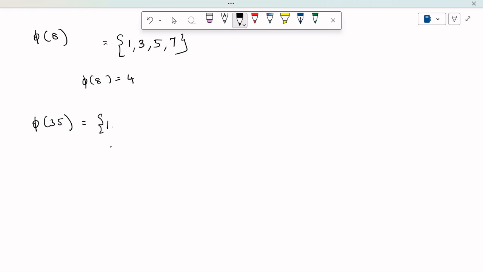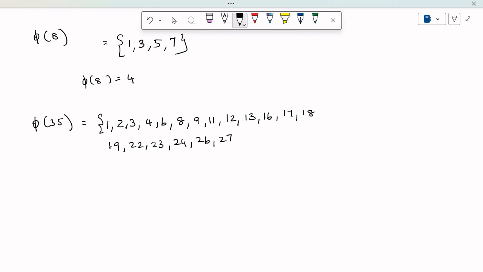So 1 is, 2 is, 3, 4, 5 no, 6 is, 7 no, 8, 9, 10 no, 11, 12, 13, 14 is not relatively prime. 15 is also not relatively prime. 16, 17, 18, 19, 20, not relatively prime. 21, no. 22, 23, 24, 25 is not relatively prime. 26, 27, 28, no. 29, 30, no. 31, 32, 33, 34. Right?